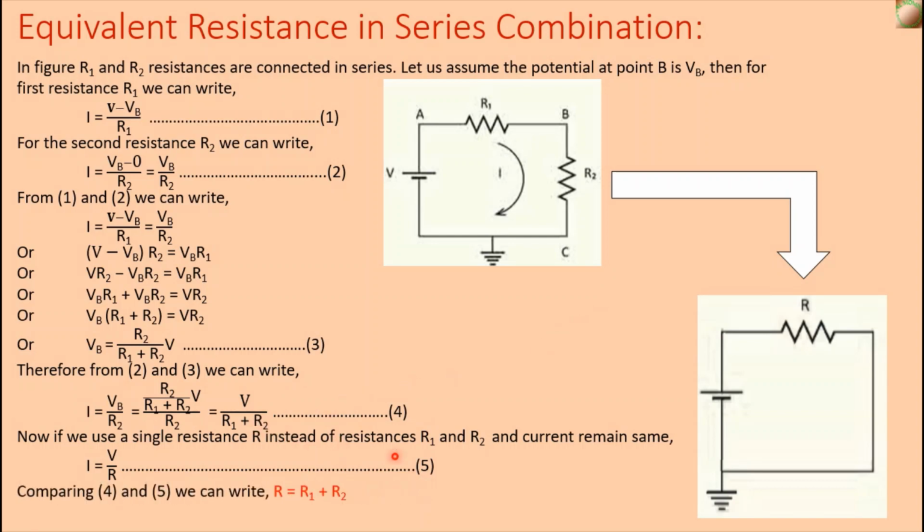Comparing these two equations, from equation 4, I is equal to V divided by (R1 plus R2), and in equation 5, I is equal to V divided by R. Here, instead of R1 plus R2, we have R. Therefore, we can write R is equal to R1 plus R2. That is, if two resistances are connected in series, their equivalent resistance R is equal to R1 plus R2.